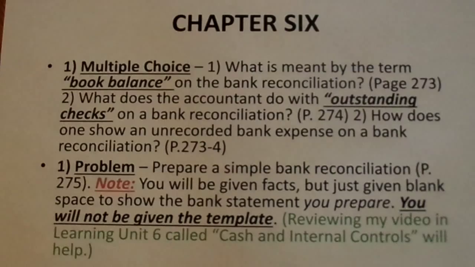There's also a problem from Chapter 6, one of the 4 problems. And the problem is, prepare a simple bank reconciliation like the one on page 275. So here, you'll be given some facts, but you'll just be given blank space to show the bank statement. So perfect format's not important, doesn't quite matter if things don't line up, but you are giving me the format of the bank reconciliation. You're not going to have little blanks to fill in. If you review the video that I put back in Learning Unit 6 called Cash and Internal Controls, I think you'll find this will help with this question.